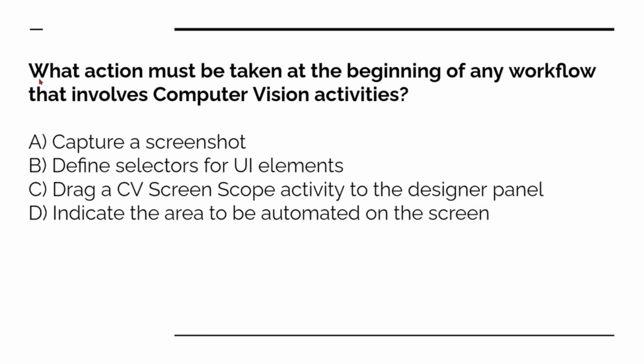Let's see this question. What action must be taken at the beginning of any workflow that involves computer vision activities? What do you do at the beginning? You capture a screenshot, define selectors for UI elements, drag a computer vision screen scope activity to the designer panel, indicate the area to be automated on the screen. What is the very first step we learned in the documentation? Okay, pause this video and answer this question. So the answer is C. Okay, drag a CV screen scope activity to the designer panel.